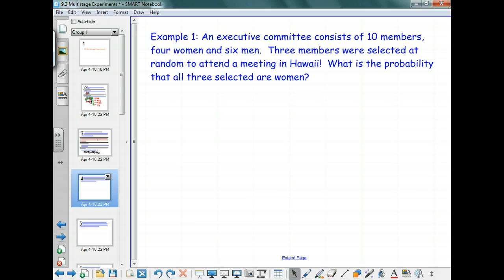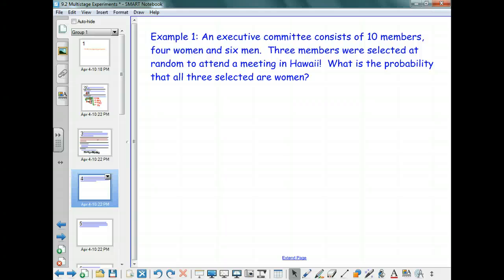This one does not have independent events. But you can still draw a tree diagram, and you can still do the multiplication. But let me show you what happens. All right. An executive committee consists of 10 members, 4 women and 6 men. 3 members are selected at random to attend a meeting in Hawaii. What is the probability that all of them are women?